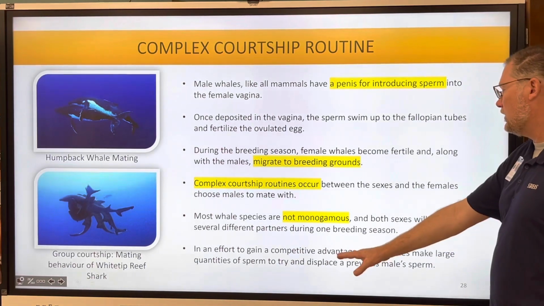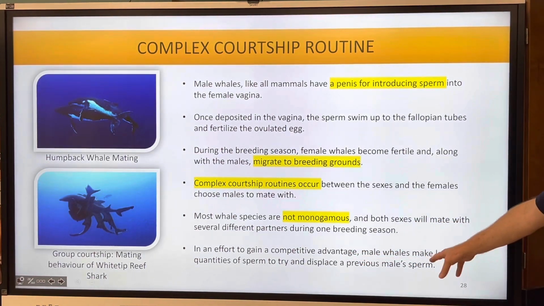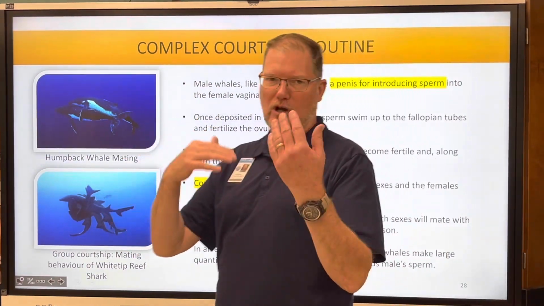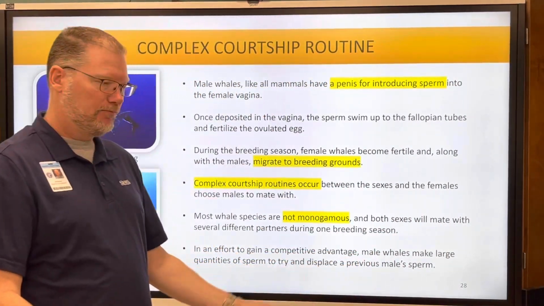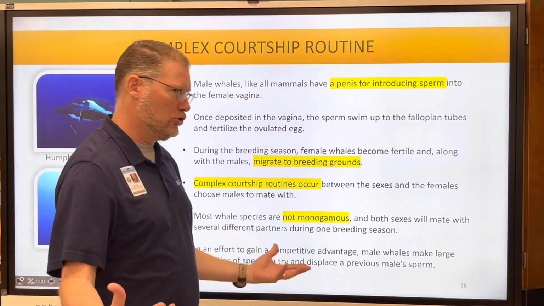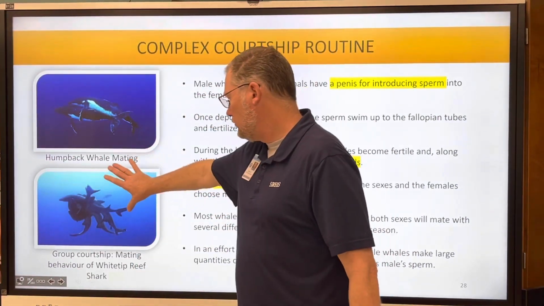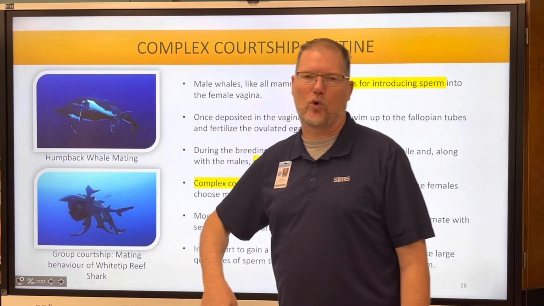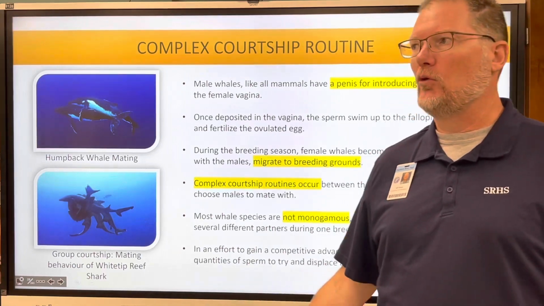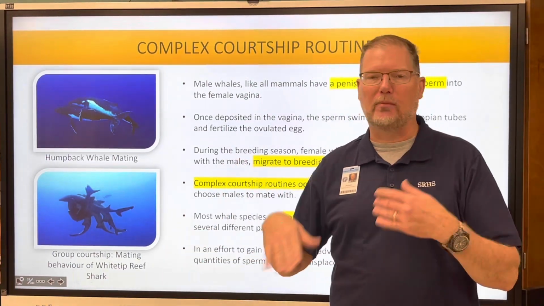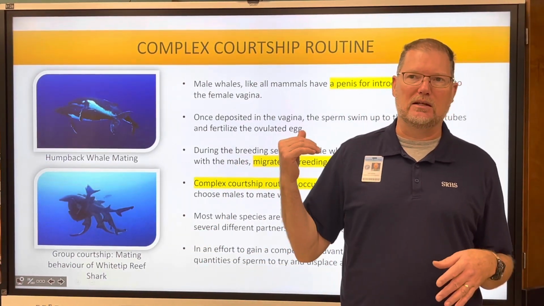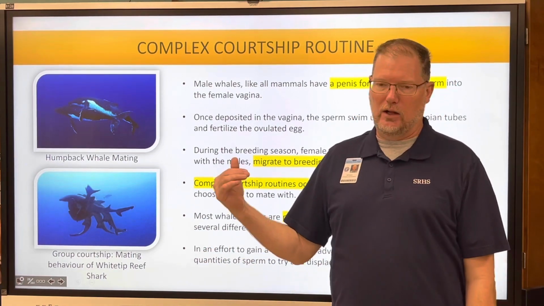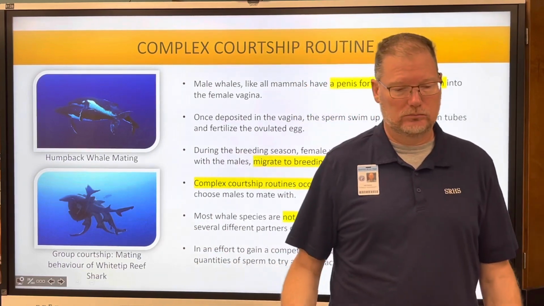And in an effort to gain a competitive advantage, male whales make large quantities of sperm to try to outnumber the other males. I mean, they don't do it on purpose. Their bodies just do it, right? And then sharks also will have group courtship in a mating. So when the female is ready, multiple males will try to come and mate with the female. So this happens with mammals as well.